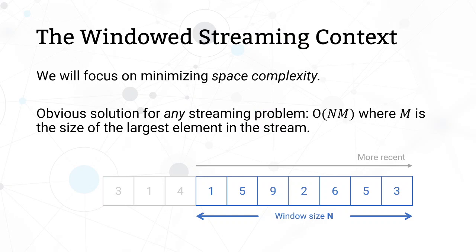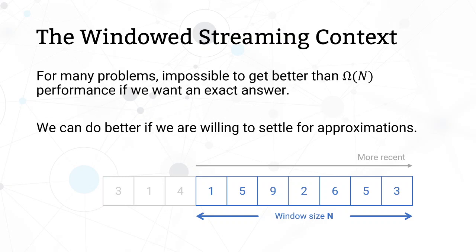Because of course there's an obvious solution for any streaming problem in this context, which you can solve in O of n times m. The idea is just to maintain that window explicitly. If you have n elements and each of them takes m space, then you'll need n times m space if you maintain everything explicitly. In many problems, it's actually not possible to do better than linear space in terms of the number of elements. But we can do better if we are willing to settle for some approximations instead of an exact answer.